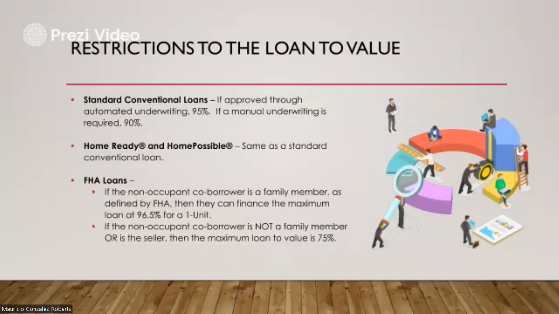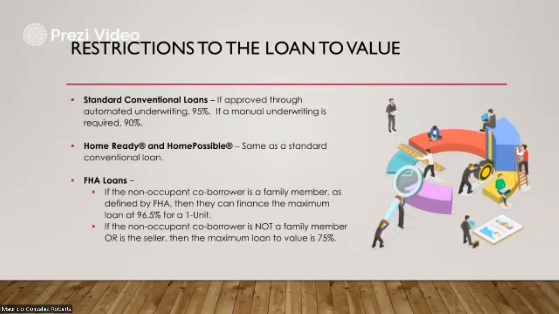So FHA is restrictive in a few areas. First, the non-occupant co-borrower must be a family member as defined by FHA, so they cannot be a friend or somebody who is not directly related to the borrower. And they can only do this on a one-unit property to get the maximum mortgage of 96.5%, taking advantage of that 3.5% down payment. If they're not a family member, as defined by FHA, or the co-borrower is the seller, then the maximum loan to value is 75%. So that's a huge difference.